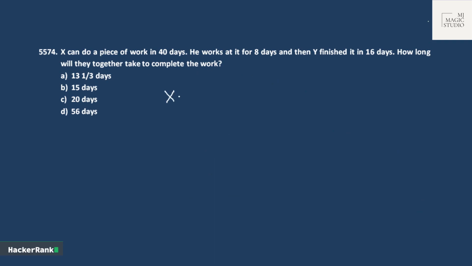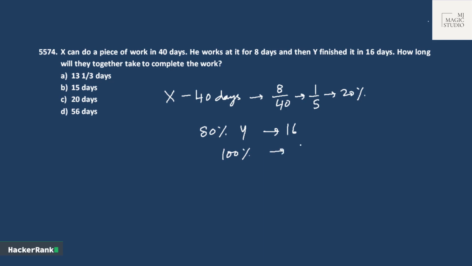One more from time and work. X can do a piece of work in 40 days. He worked at it for 8 days. That means work completed by X is 8 by 40. That is 1/5. 20% of work is completed. And then Y finished it in 16 days. That means 80% of the work is finished by Y in 16 days. 100% would be finished by Y in 16 by 80 into 100. That is 20 days. If Y is working alone, he would take 20 days to complete the entire work.